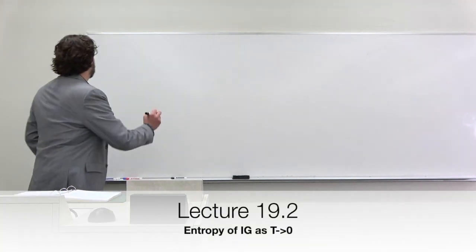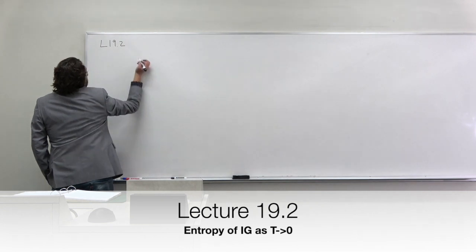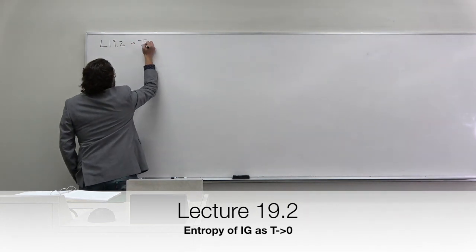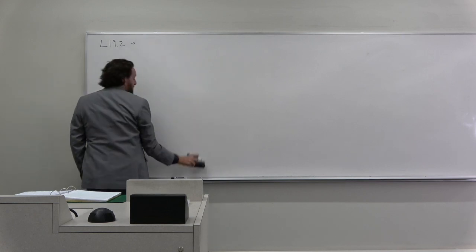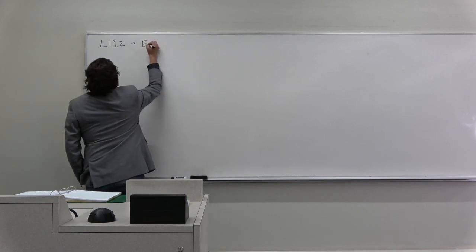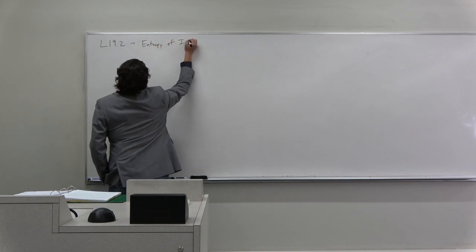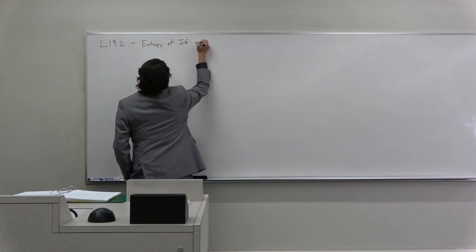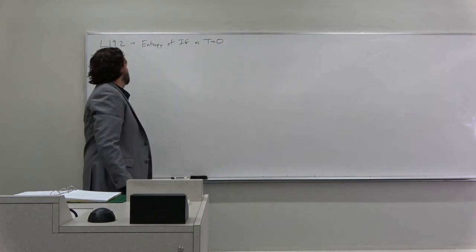Welcome back to lecture 19.2, where we're going to talk about what happens to an ideal gas, or actually, let's say the entropy of an ideal gas as T goes to 0.